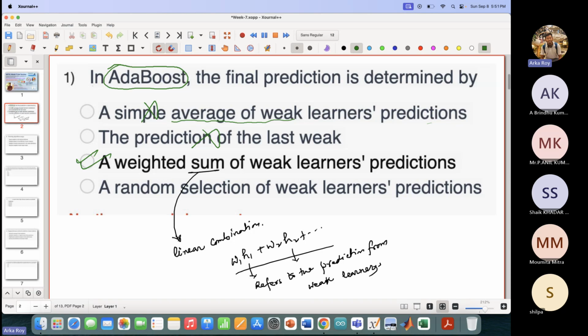The last one is a random selection of weak learners' predictions. This line tells you that your y hat is a random selection. Mathematically, it belongs to either y1 hat or y2 hat or y3 hat. The final prediction would be either y1, y2 or y3. However, this is also incorrect because we do not do this sort of operation in AdaBoost. Thereby the weighted sum is the correct answer.